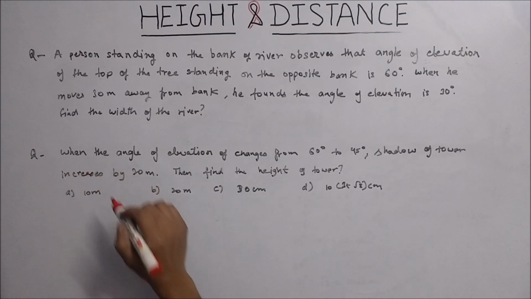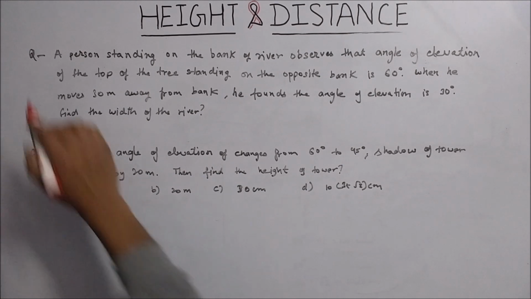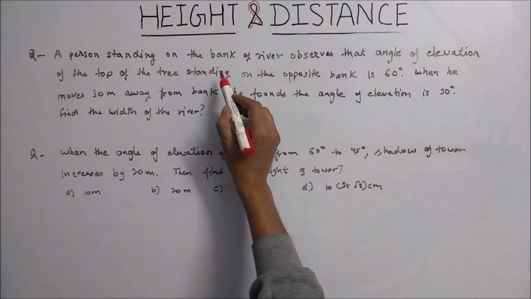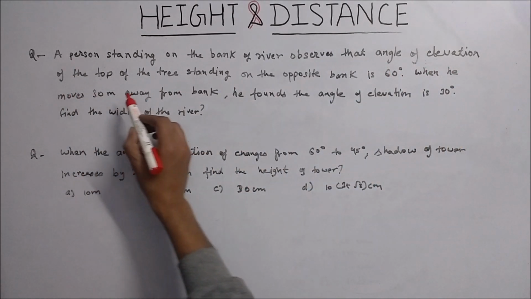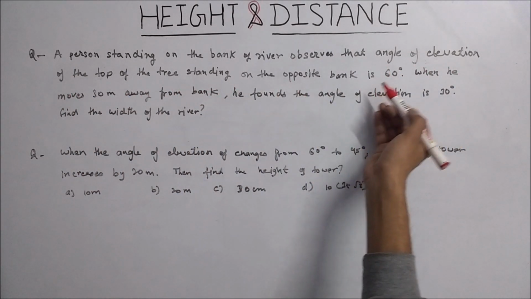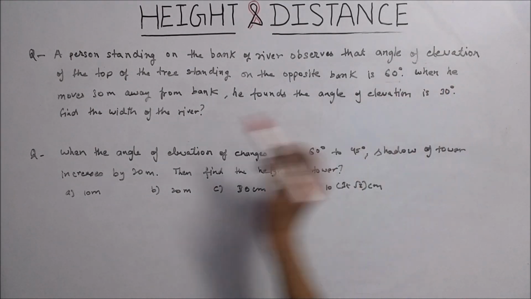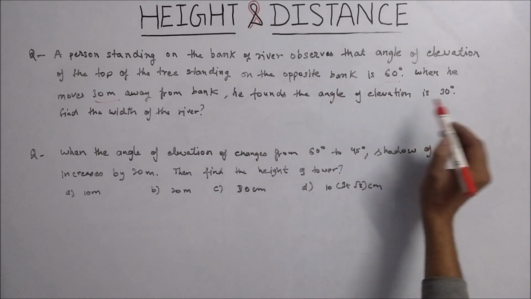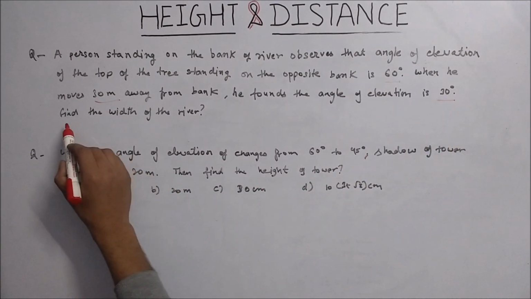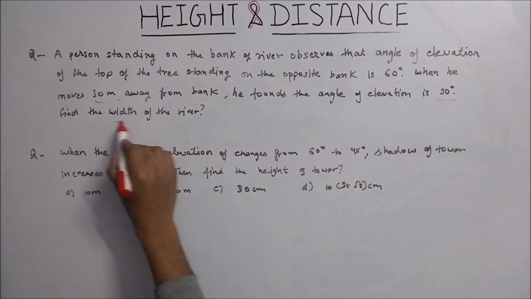Friends, this is your time for homework. I am giving you two questions. Question number 1: a person standing on the bank of a river observed that the angle of elevation of the top of a tree standing on the opposite bank is 60 degree. When he moves 30 meter away from the bank, he found that the angle of elevation is 30 degree. Here you have to find the width of the river.